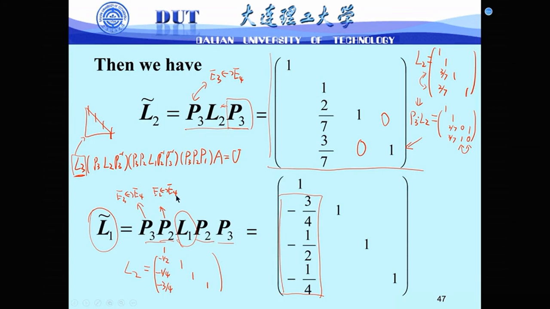Firstly, E2 and E4. That means we interchange E2 and E4. Right? So first, multiply P2 from the left side. That means we interchange. So, okay, right here directly. P2 multiply L1, I only show you the first column. Clear? That means E2 and E4, so we interchange the two numbers: minus 3 over 4, minus 1 over 4, minus 1 over 2. Clear? And then we consider P3, multiplying from the left side. P3 means interchange the third row with the first row. So now we interchange the two numbers. So that is why here is minus 1 over 2, here is minus 1 over 4, and here this number is minus 3 over 4. Are you clear? Now you see we obtain L1 tilde.